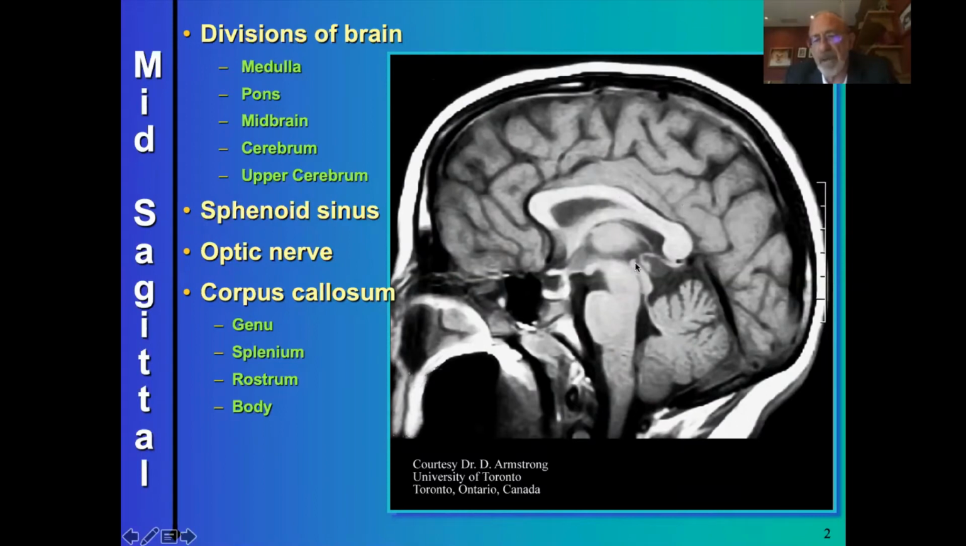It used to be called the aqueduct of Sylvius. In new terminology, it's called the cerebral aqueduct. Back over here, we used to call this the quadrigeminal cistern. Now it's called superior. Here we used to call this the quadrigeminal plate. Now we call it the tectum. So I'm going to try to always give you the most current terminology. As you prepare for your national boards, make sure that you have the most current terminology learned from that standpoint.